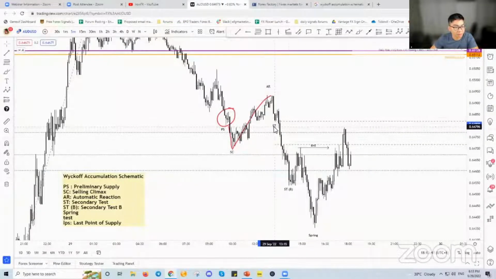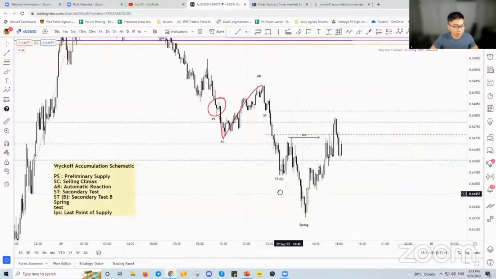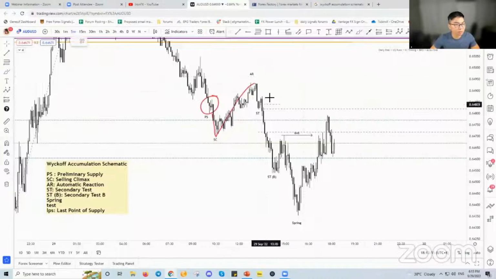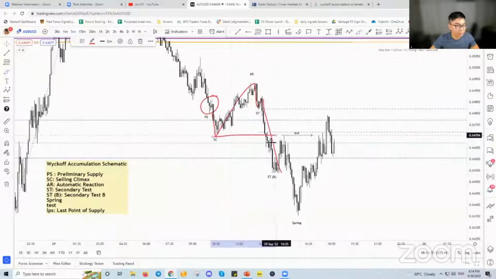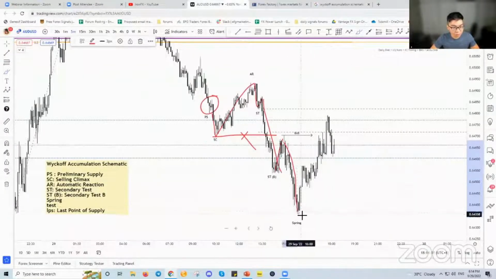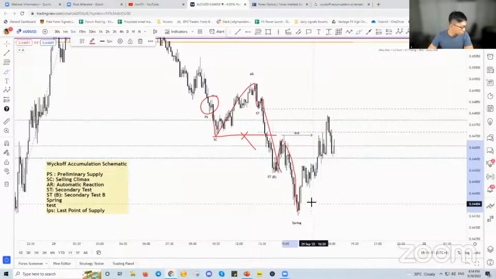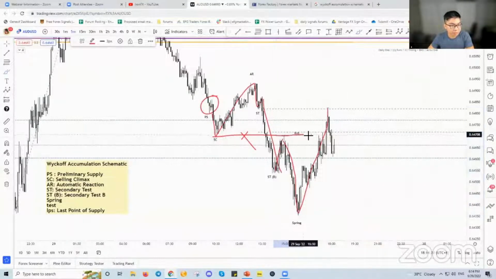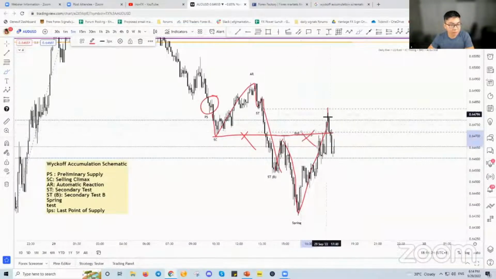After the AR, we have the secondary test. How do I mark out the next one? After automatic reaction, secondary test. After it goes down, break of this area, SC, we have the STB. After STB, we can expect the spring. The spring, the name of a spring, something that bounces very hard, right? So spring shoots up, it breaks the STB, and then comes down for the test.